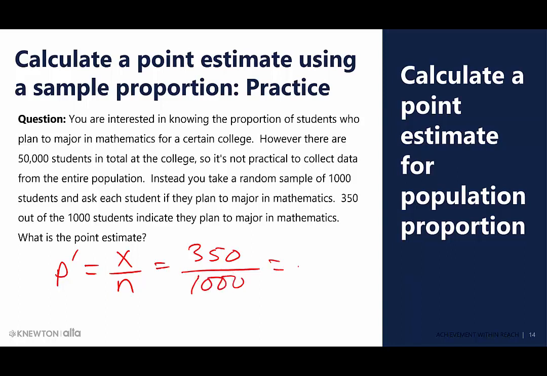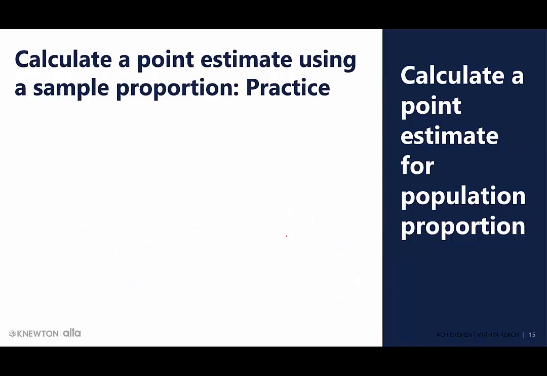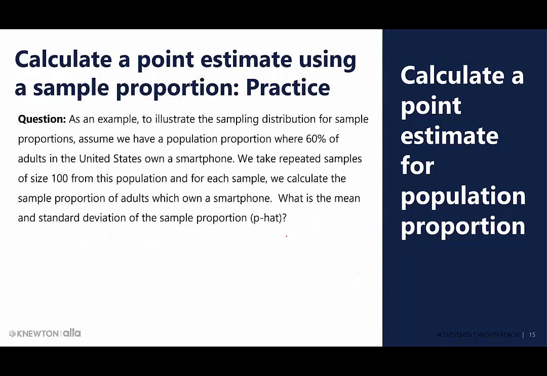Okay. We work that out, and you get a P prime of 0.35. Or 35% of the people surveyed indicated they wanted to major in math. And that's your point estimate. And look, y'all, you take your point estimate, you add and subtract your margin of error, and that's how you get your confidence interval for a population proportion. Okay.